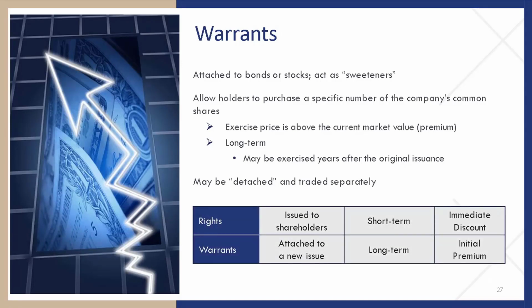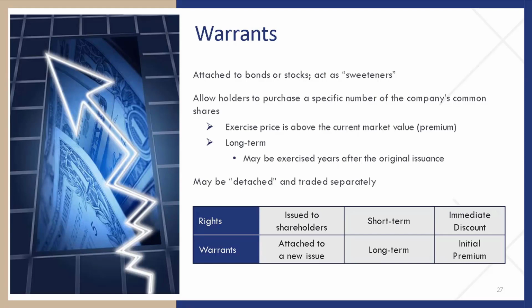Rights are issued to shareholders and warrants are attached to a new issue. Rights are generally very short term, while warrants are long term and could even be perpetual. The exercise price for a right is usually below the market price to make it attractive, and warrants are exercisable above the price.